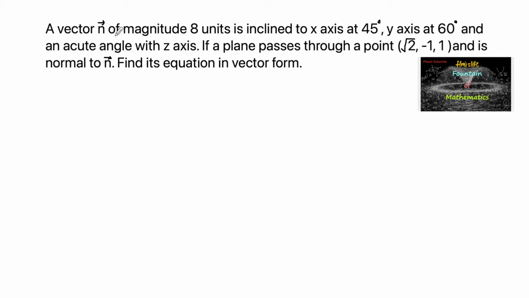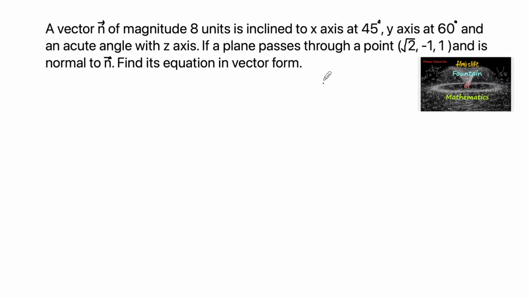A vector n of magnitude 8 units is inclined to the x-axis at 45 degrees, the y-axis at 60 degrees, and an acute angle with the z-axis. If the plane passes through the point (root 2, minus 1, 1) and is normal to the vector n, then find its equation in vector form.